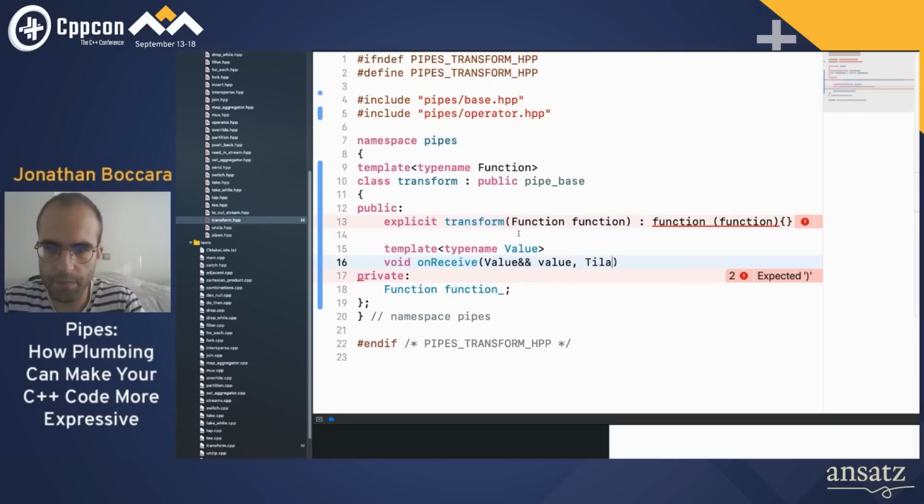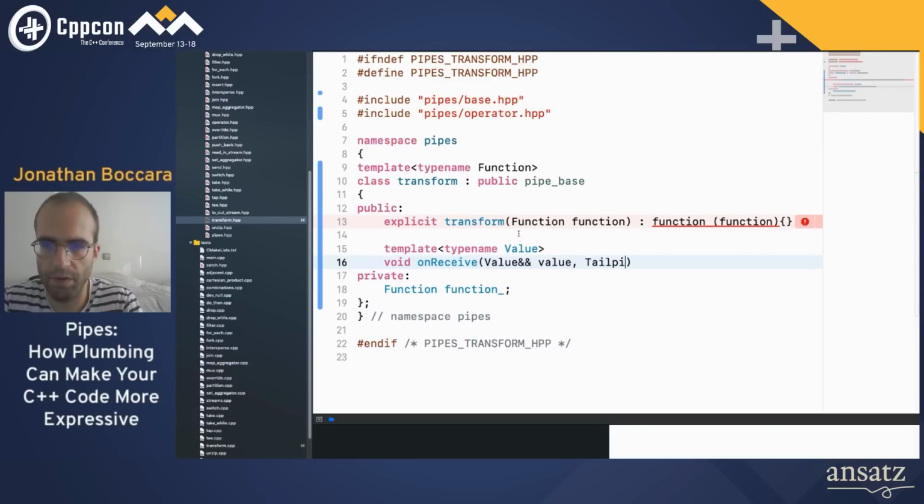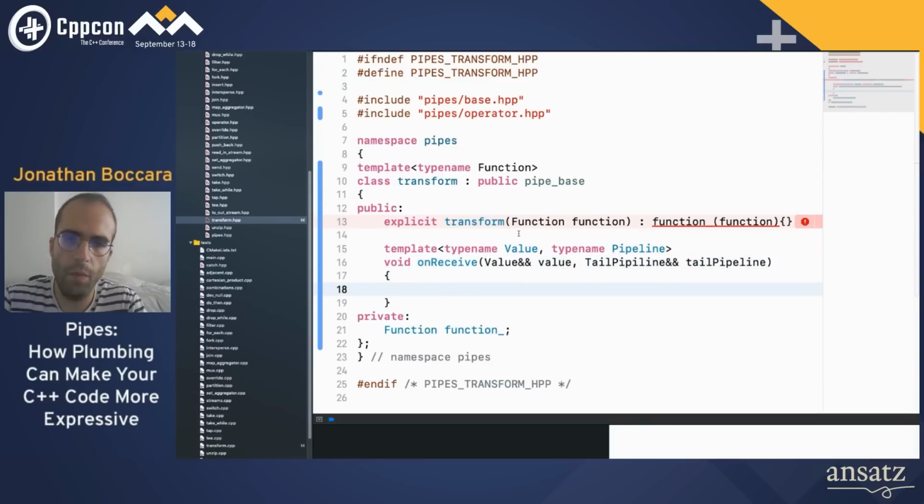And there's the rest of the pipeline. When transform has to send its result to the rest of the pipeline, let's call that tail, for example, tail pipeline. Let's not worry about the type of tail pipeline. Let's just say it's a type. What we want to do is to apply the function and send the result to the tail pipeline.